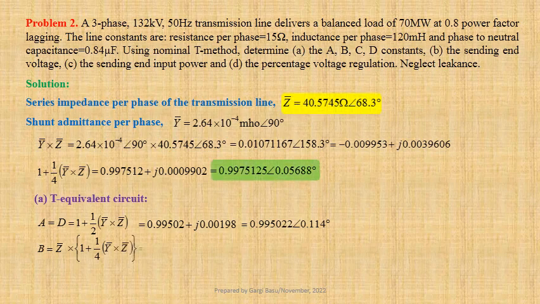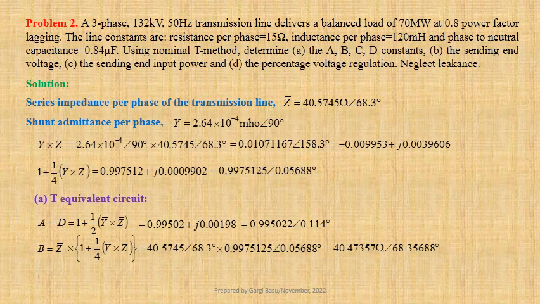Using values we get 40.5745 at an angle 68.3 degree into 0.9975125 at an angle 0.05688 degree. That gives us 40.47357 ohm at an angle 68.35688 degree, and C equals Y, that is equal to 2.64 into 10 to the power minus 4 mho at an angle 90 degree.